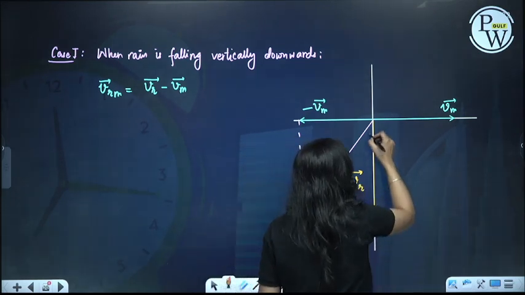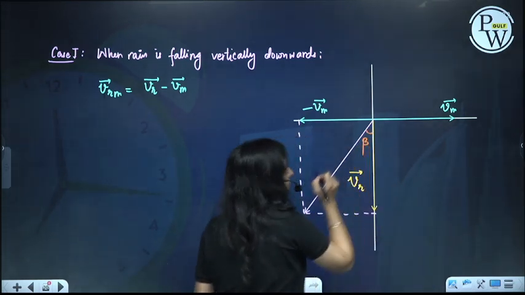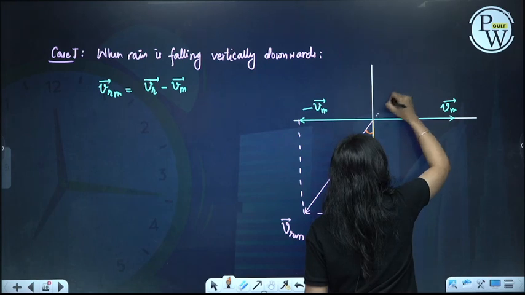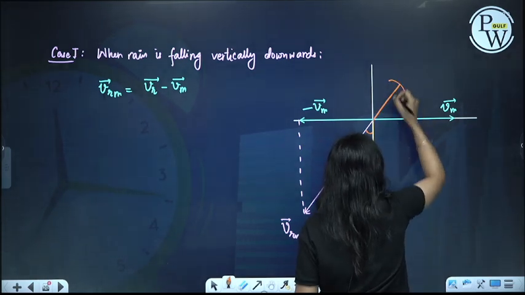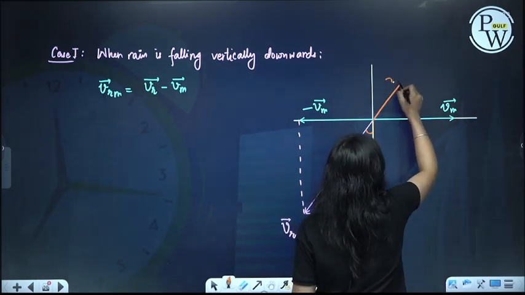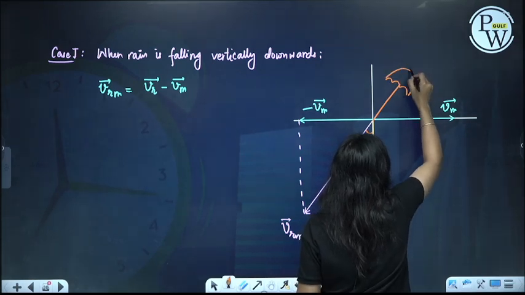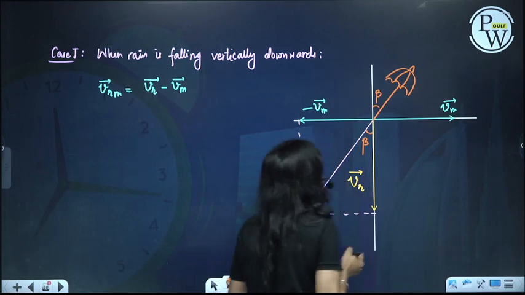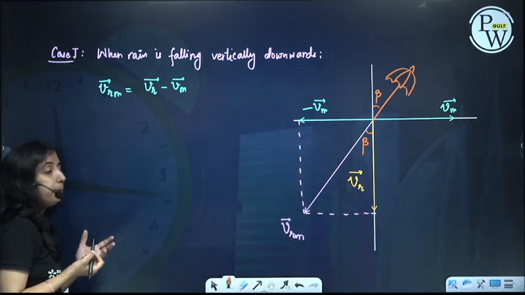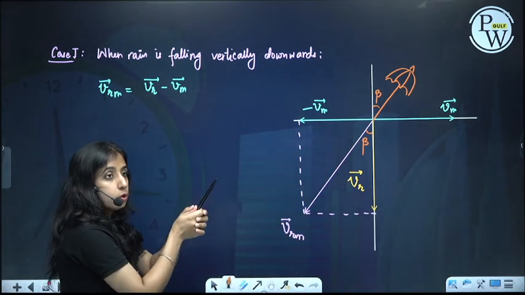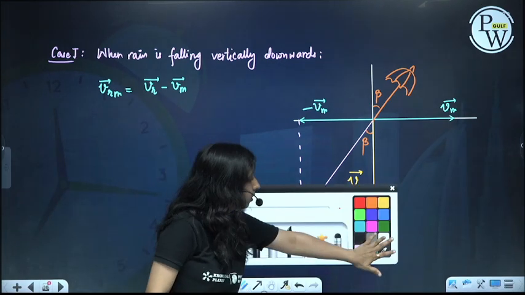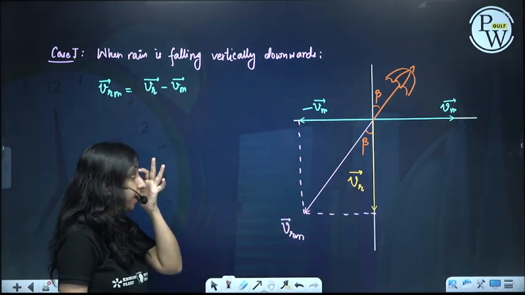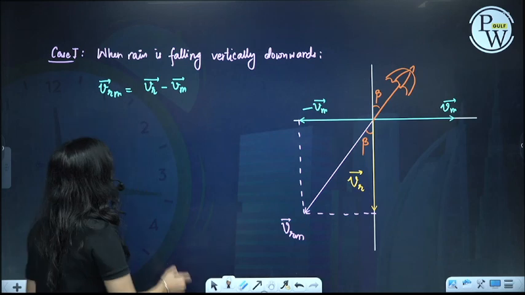Now, if this velocity is making angle beta with the vertical, then we have to hold the umbrella at the same angle beta with the vertical, the vertically opposite angle. This will also be beta. We will hold the umbrella opposite to VRM. Now we have to find beta.